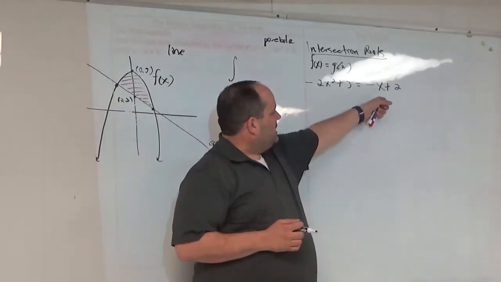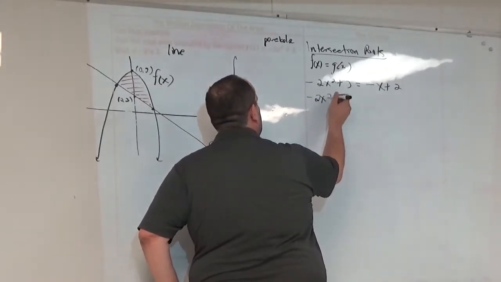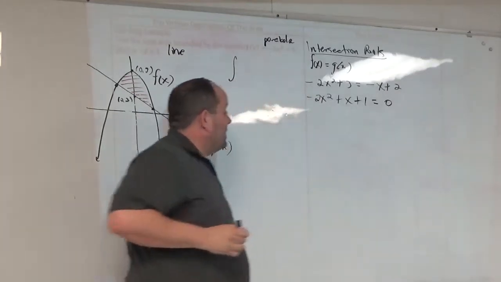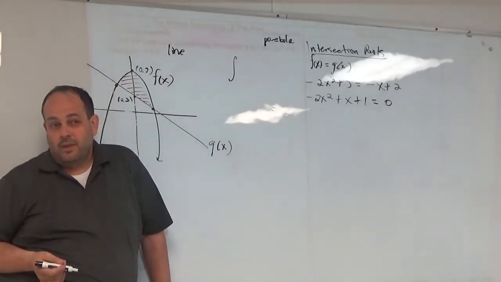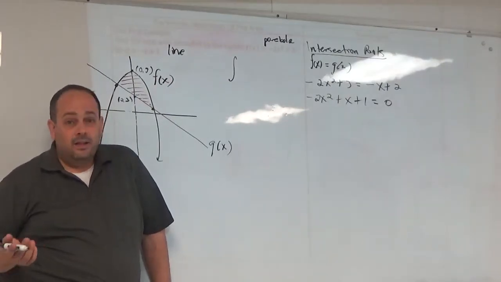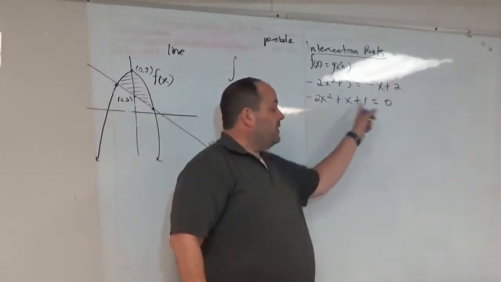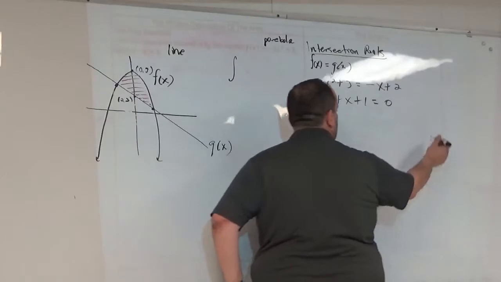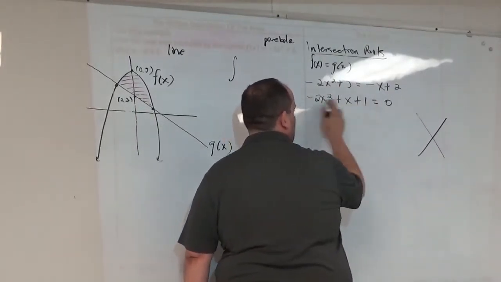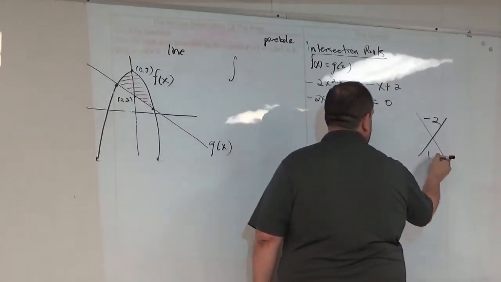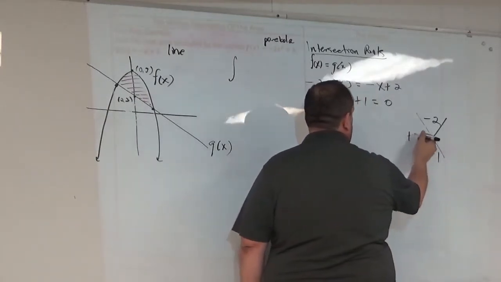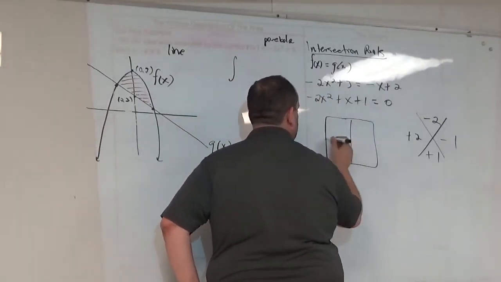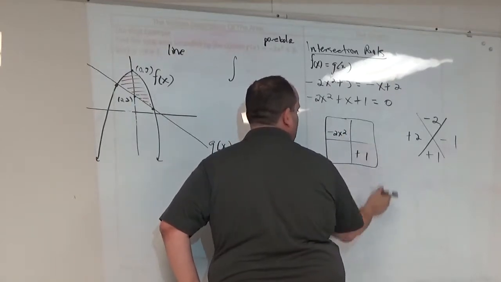Add x, sure. Negative 2x squared plus x. You could subtract 2. So you get negative 2x squared plus x plus 1 equals 0. Why are we doing that? You want to find the roots, and the way you find the roots is you figure out where this equals 0. Maybe you do a little x box. We're looking for what multiplies to negative 2 but adds up to positive 1. That should be positive 2 and negative 1. In the box, negative 2x squared and positive 1.